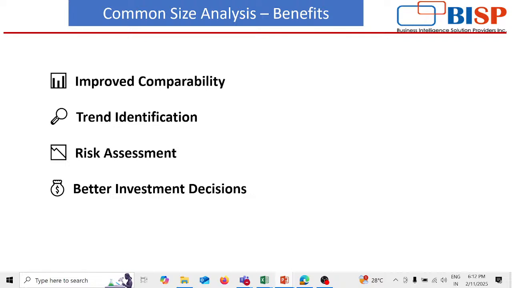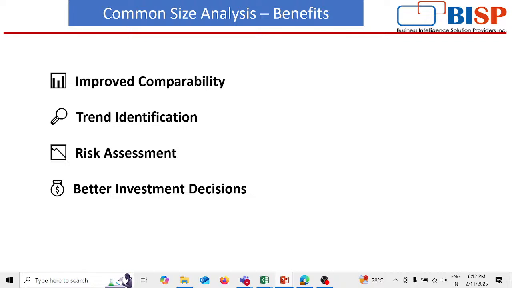There is trend identification. By highlighting the inefficiencies, cost control issues, and profit margin, one can identify the trend of the company's behavior. Next is risk assessment. With the help of common size analysis, companies may flag high debt or excessive spending. Certain other issues can be flagged, which would have potential risk to the business.